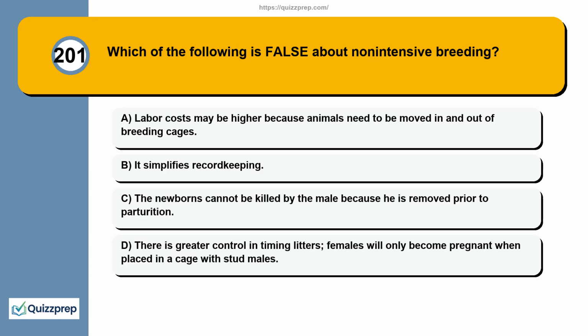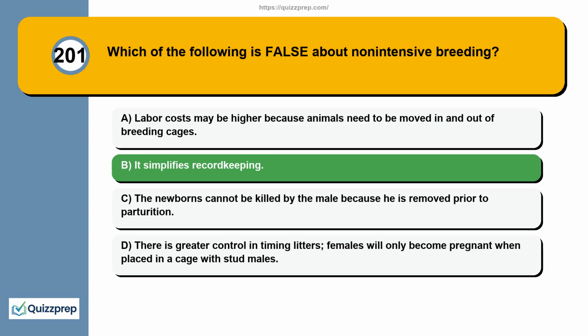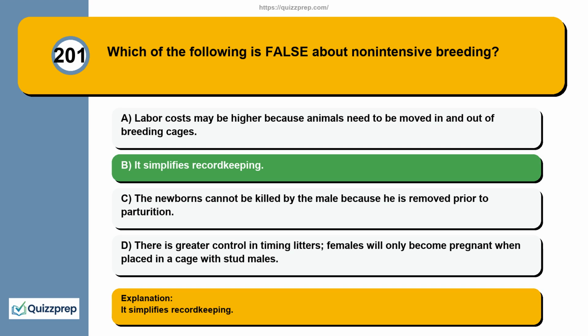Option A. Labor costs may be higher because animals need to be moved in and out of breeding cages. Option B. It simplifies record keeping. Option C. The newborns cannot be killed by the male because he is removed prior to parturition. Option D. There is greater control in timing litters. Females will only become pregnant when placed in a cage with stud males. The correct answer is option B. It simplifies record keeping.